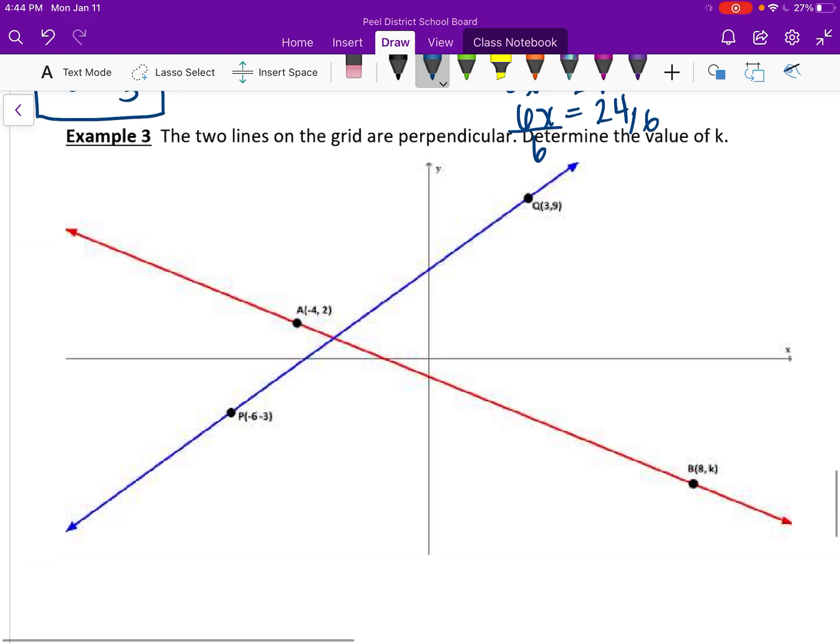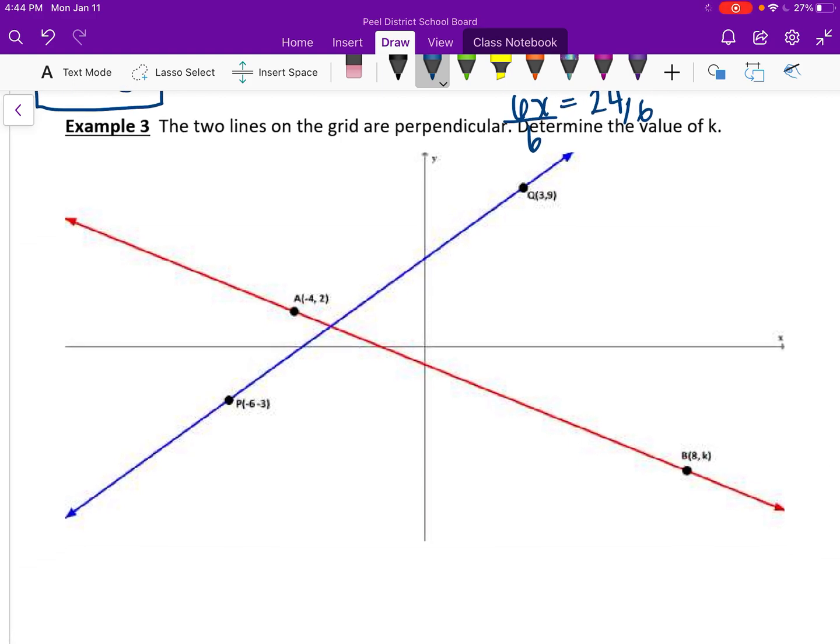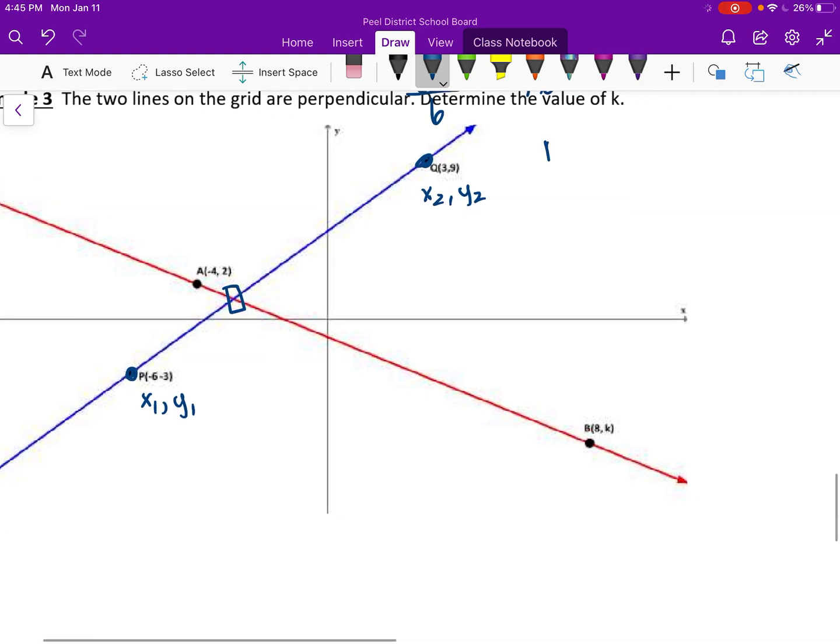So we have this last one here. It says the two lines on the grid are perpendicular to each other, right? So we know that these are perpendicular to each other. It says to determine the value of k, right? So there's going to be a few things that we need to do. The first thing we're going to need to do is find out what the slope is for the original line that we have both points for, because we don't really have the slope of the orange line. I notice here I have an x and a y, and then over here I have an x1, y1, and we'll say this is x2, y2. Right, so let's find the slope of that blue line.